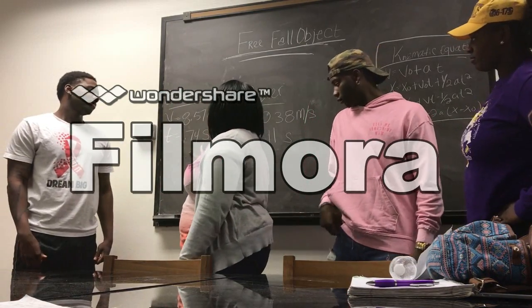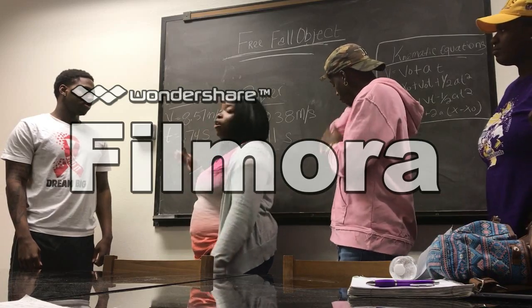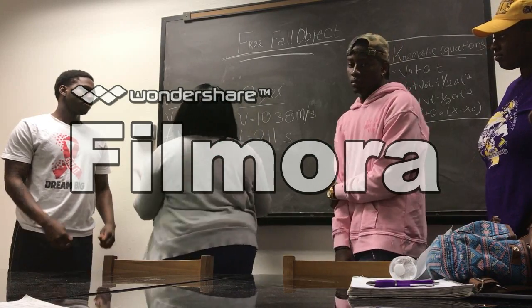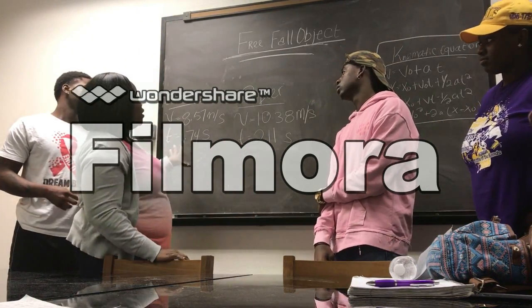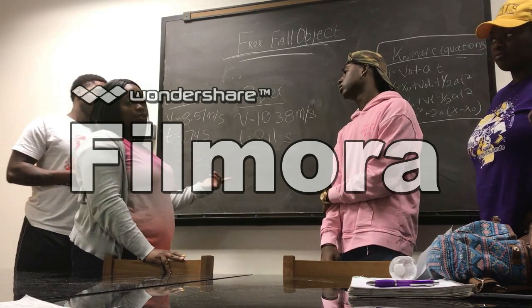All right, you guys, for the conclusion, we have figured out that the water bottle had the fastest speed of hitting the ground in the lowest time, even though the water bottle was at 15 meters and the paper was at 22 meters.